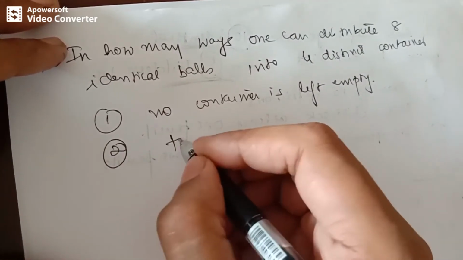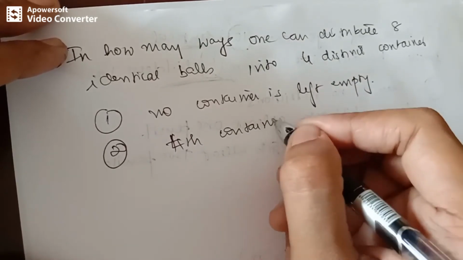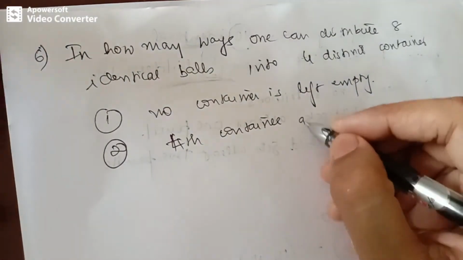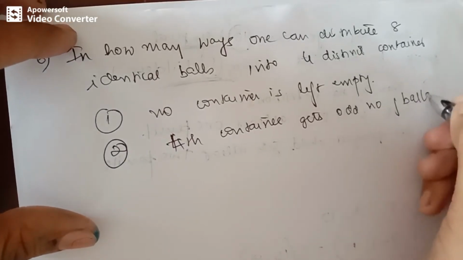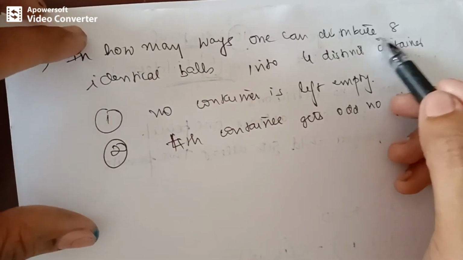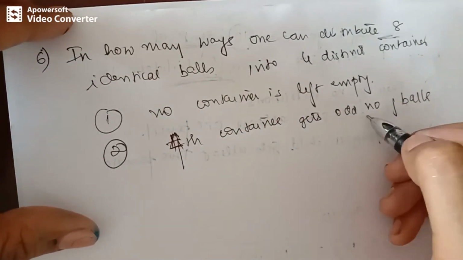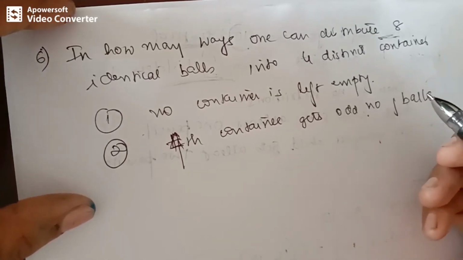In the second condition, the fourth container gets an odd number of balls. There are 8 balls, and the fourth container gets an odd number of balls. So it may be 1, 3, 5 and 7. These are the possibilities.